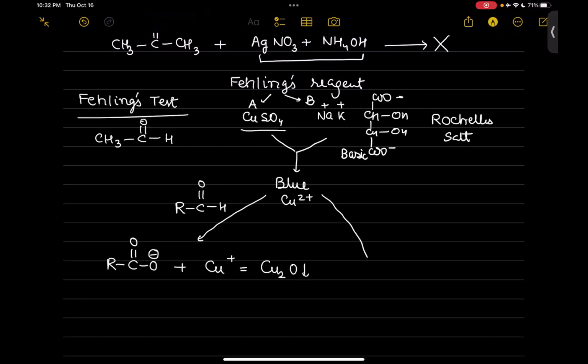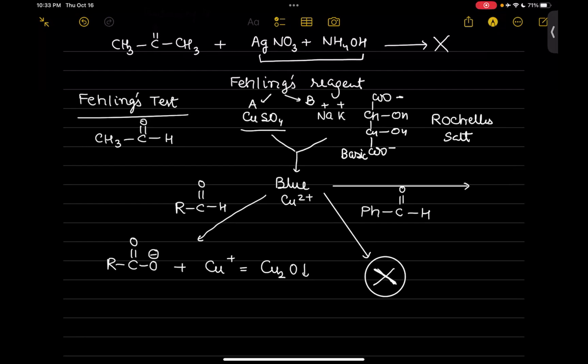This is the warning which everybody should keep in mind. Aromatic aldehydes will not give this test because aromatic aldehydes are more stable due to resonance between the carbonyl and the benzene ring. They will not respond to this test. These are the exceptions. Is it clear? So very important to notice that aromatic aldehyde will not give this test. Got it?